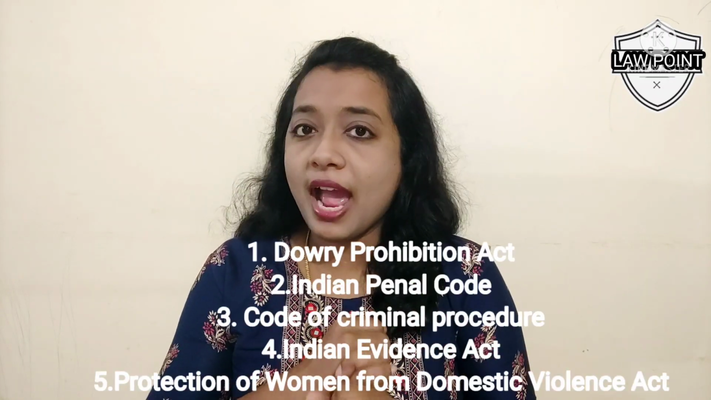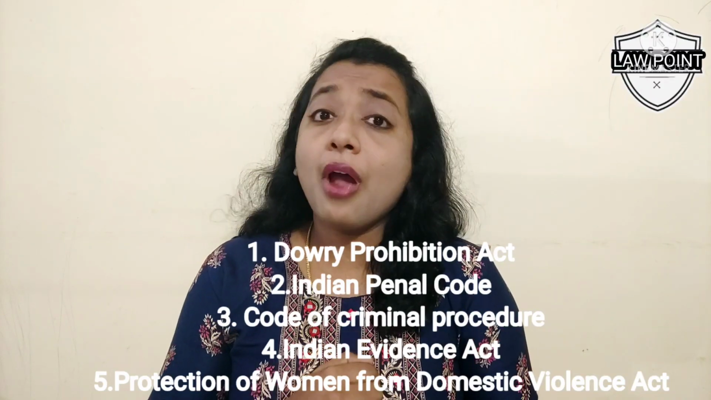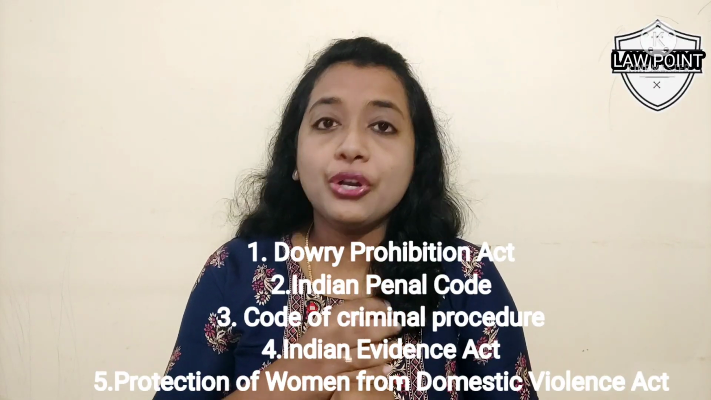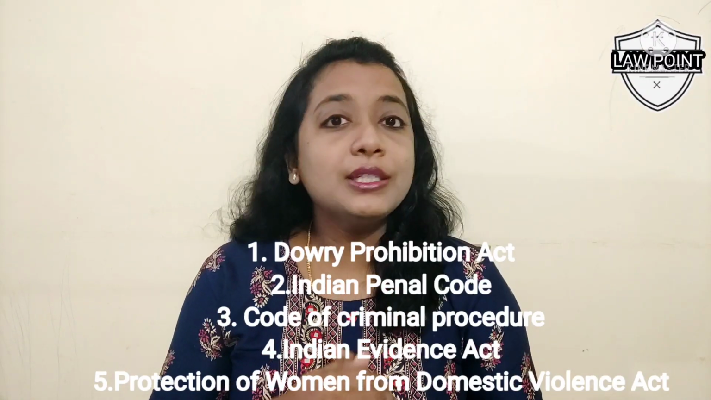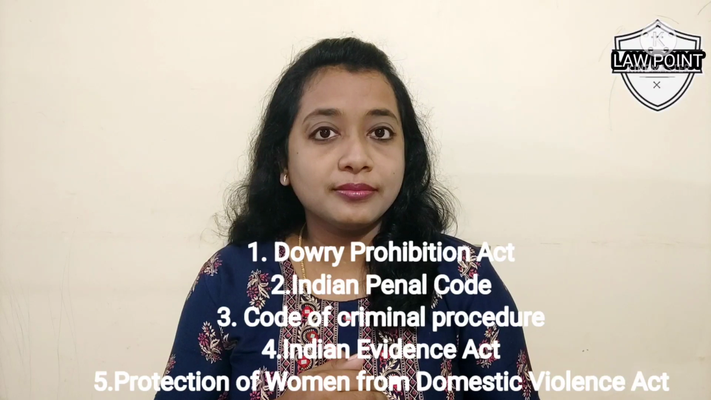The prominent among them is Dowry Prohibition Act of 1961. Apart from this act, there are provisions under Indian Penal Code, Code of Criminal Procedure, Indian Evidence Act, as well as under Protection of Women from Domestic Violence Act. First of all, we will deal with Dowry Prohibition Act of 1961. This is the first national legislation relating to dowry prohibition in India.